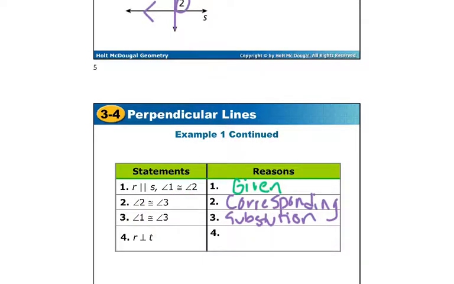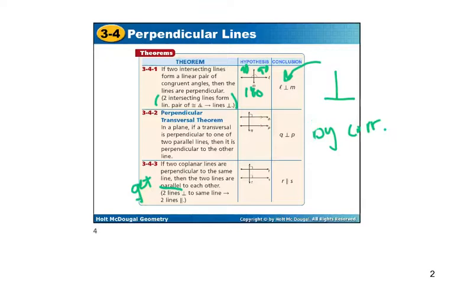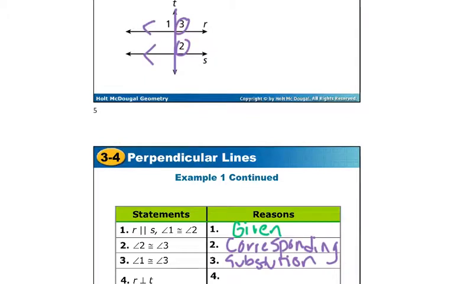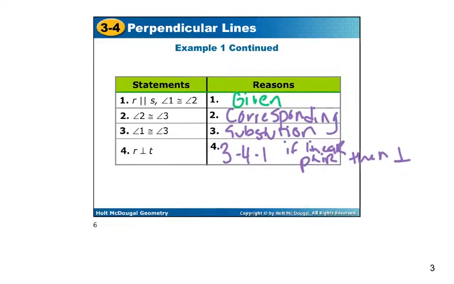And so all we have to do is identify that R is perpendicular to T. R is perpendicular to T by our previous theorem, because we just talked about... whoops, sorry, I was trying to erase that. We're going to actually do it by this one here, 3-4-1. So we're going to say if it's a linear pair, then they're perpendicular. Officially it's going to be 3-4-1, but we're going to say if linear pair, then perpendicular. All right.